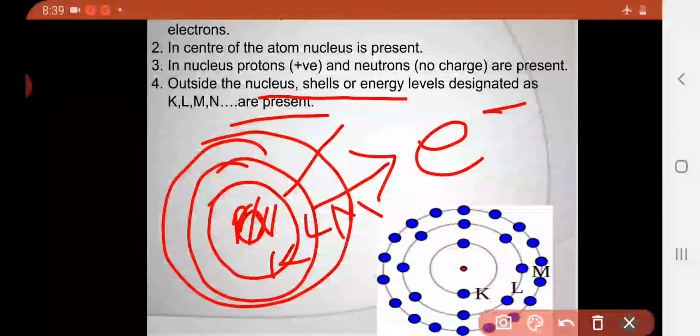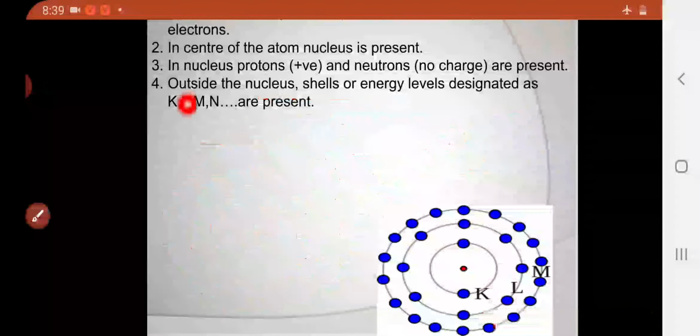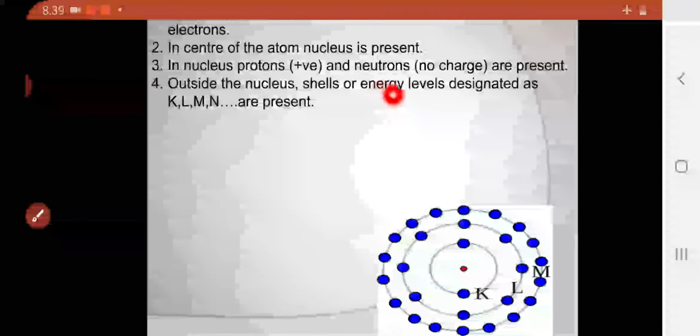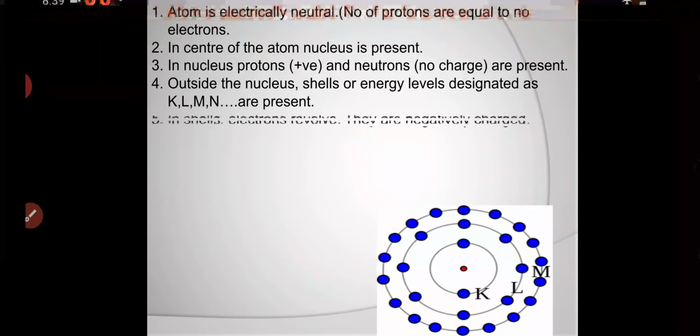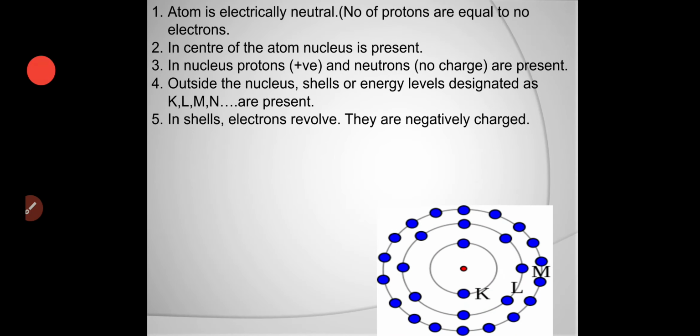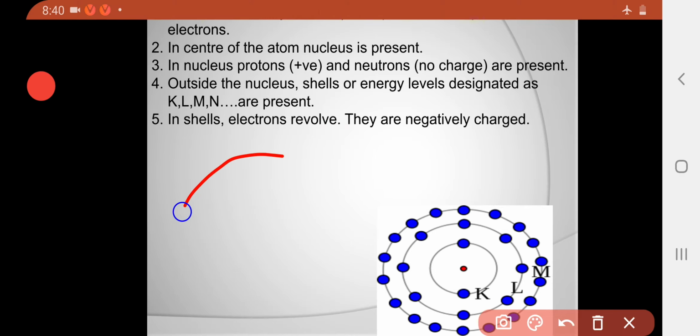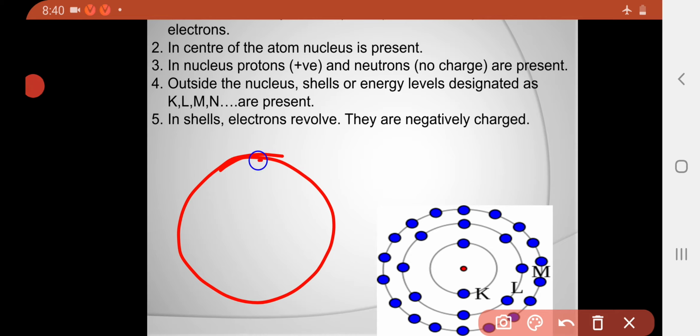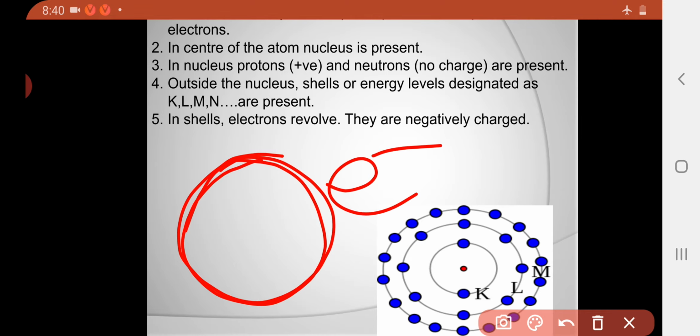So he said that outside the nucleus, shells or energy levels designated K, L, M and so on are present. Next he said that electrons revolve in the shells. Whatever electrons are revolving, they revolve in a particular shell and do not leave their own shell. They are negatively charged. So electrons are what? Negatively charged.